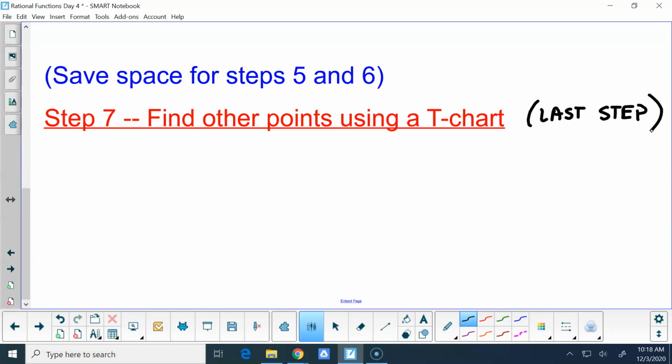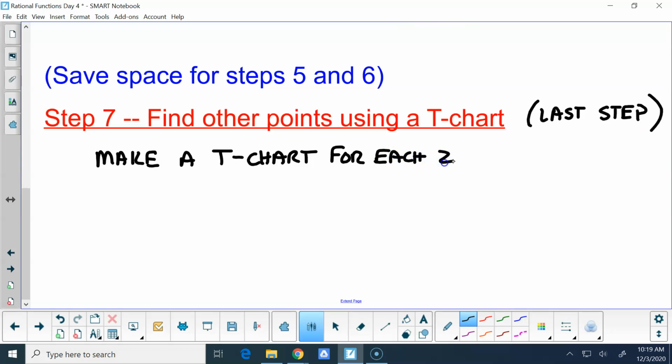Okay? So step 7 is we're going to find other points using a T-chart. And you'll see this on the next slide when we get there. But I like to make a mini T-chart for each zone. We're going to have different zones on our graph. I like to make a T-chart for each individual zone. Then that way it's not one big long T-chart, and I can put it right on my graph. But again, I'll show you what I mean by that when we get to this next page.